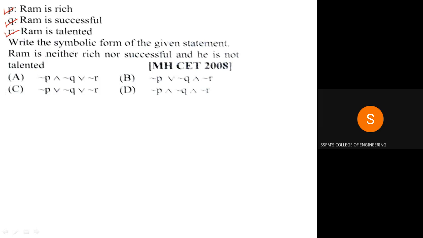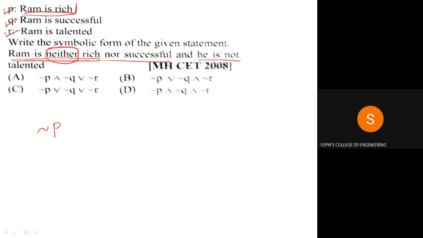What is the given statement? Ram is neither rich nor successful, and he is not talented. Ram is neither rich means what? Where is rich? This is the statement for the word rich. Ram is rich. Here what is said? Ram is neither rich, so a negative word is used. Therefore, we will use negation of P.